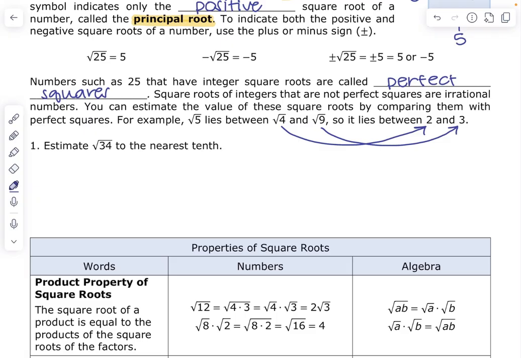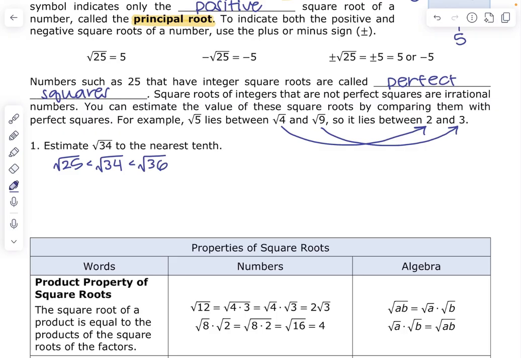Okay, let's practice this concept. So number 1 asks us to estimate the square root of 34 to the nearest tenth. So using your chart if you need to, we need to find a perfect square that has a radicand that is less than 34 and a radicand that is greater than 34. In this case, we know then that 34 is in between 25 and 36.